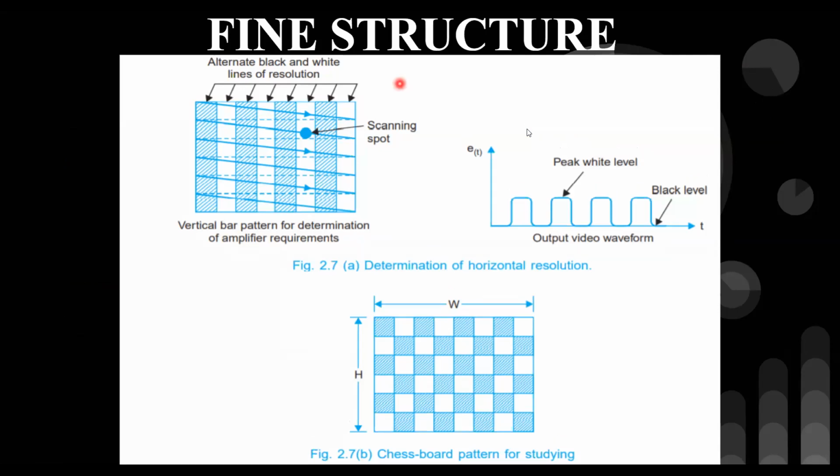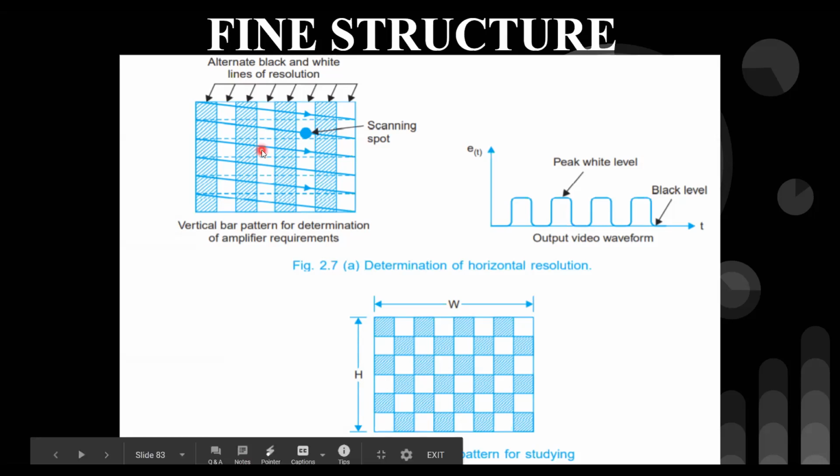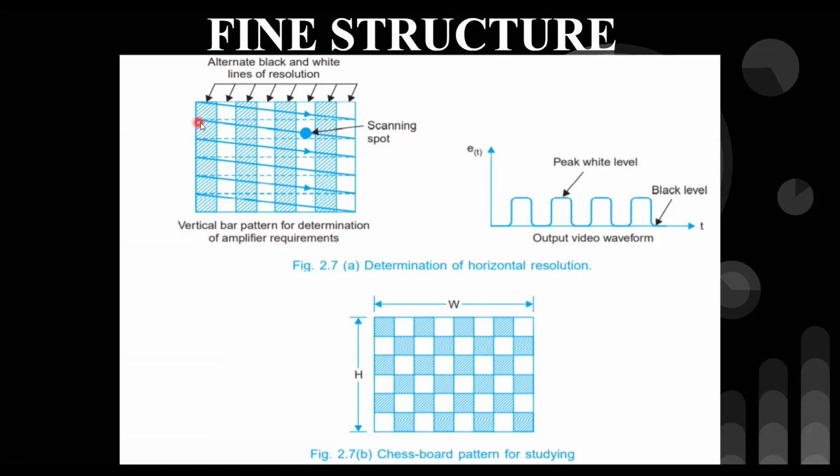So you are all watching on your screen the symbolical representation of this resolution. So to understand resolution better, take this resolution board. They will take this resolution board, that is horizontal bar pattern and vertical bar pattern. So the vertical bar pattern is required. The vertical bar pattern is determined for the proper amplification requirement.